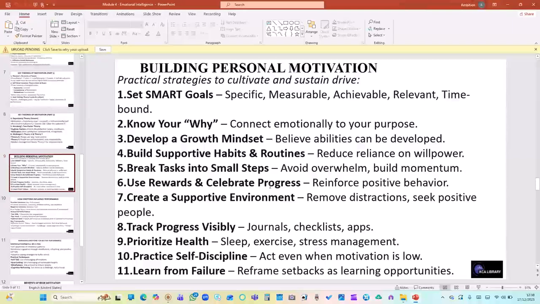Prioritize health, sleep, exercise, and reduce stress. That is stress management. Then practice self-discipline. Act even when motivation is low. Then learn from your failure. Reframe setbacks as learning opportunities.